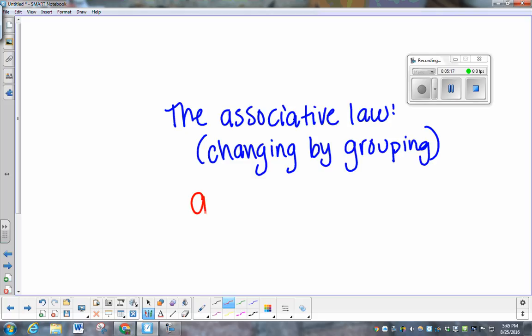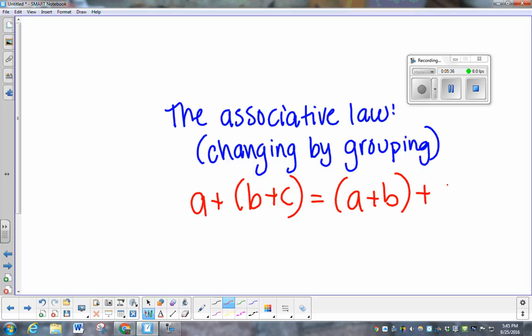Let's say you're doing A plus, and then in parentheses, B plus C. Well, if all you're doing is adding, it really doesn't matter what order you're adding all of those things in. If you're doing 1 plus 2 plus 3, it doesn't matter what order you add them in, it's going to be 6 no matter what. So the associative law says that you can do A plus B first, and then C. And that's the associative law of addition.